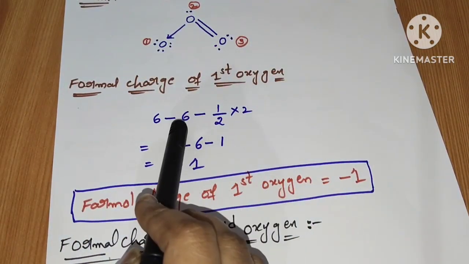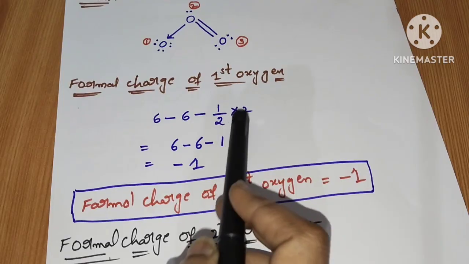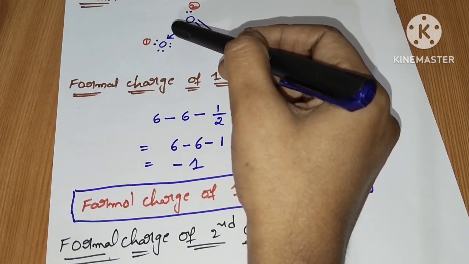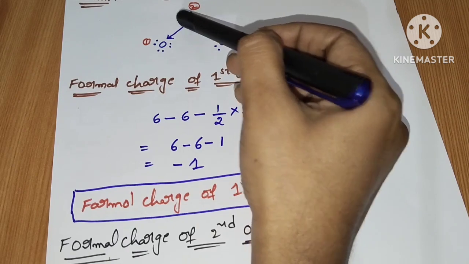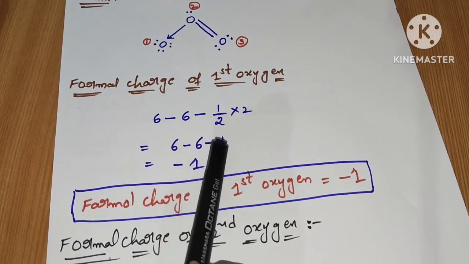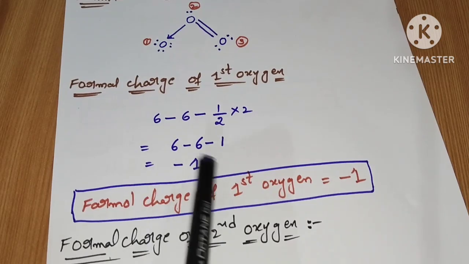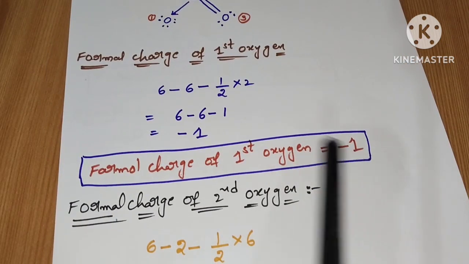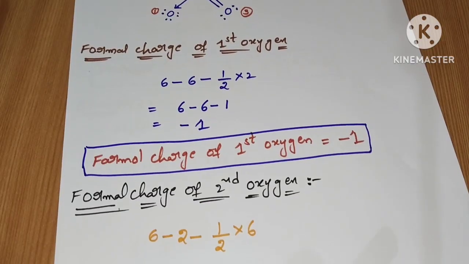6 lone electrons, minus half times how many bonded electrons are here? 1 and 2, so half times 2. 6 minus 7 equals the formal charge of the first oxygen, which is -1.